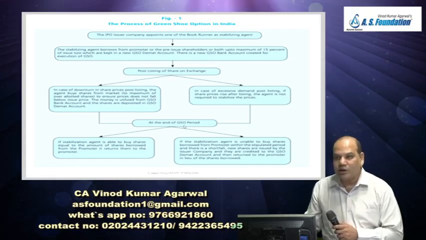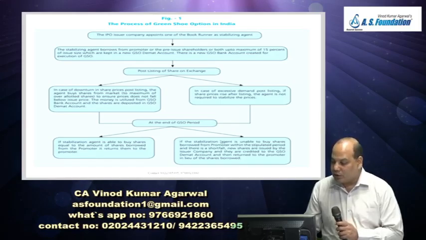At the end of that 30 days period, which is the GSO period, if the stabilizing agent is able to buy shares equal to the amount of shares borrowed from the promoter, it returns them to the promoter. So if the GSO demat account has 15,000 shares, they will be returned to the promoter.